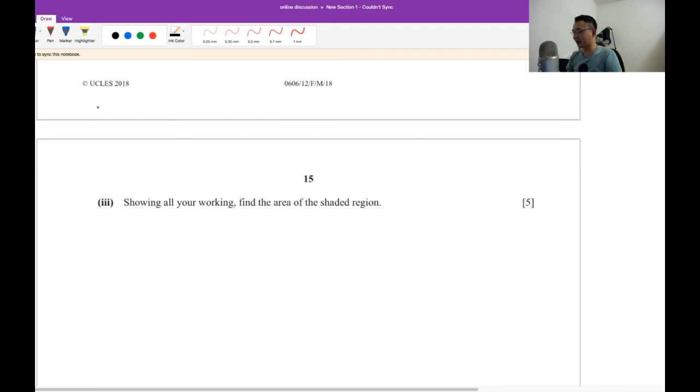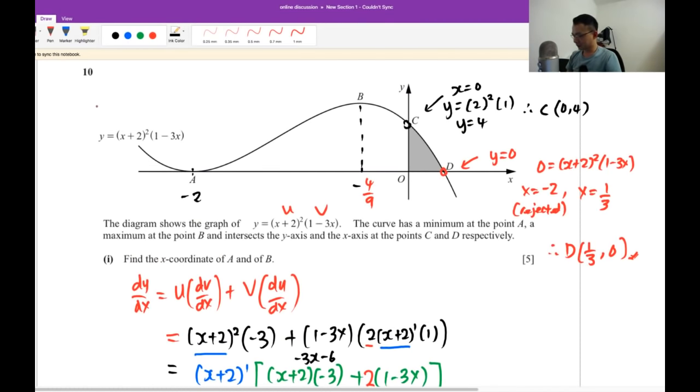Showing all your working, find the area of the shaded region. Now we want to find the area of the shaded region, which is here. We just need to integrate this equation from 0 to 1 over 3. But to do the integration, we do not have any product rule. So for integration, I prefer to expand the equation. So we have x squared plus 4x plus 4, multiplied by 1 minus 3x. I'm going to expand this equation, which is quite long, but we have to do that.